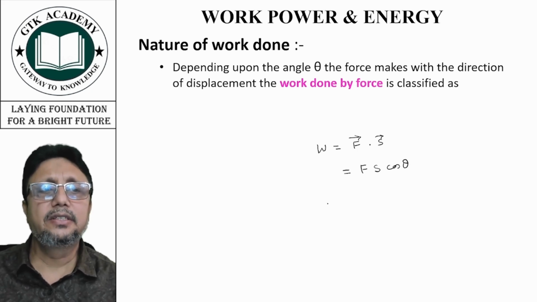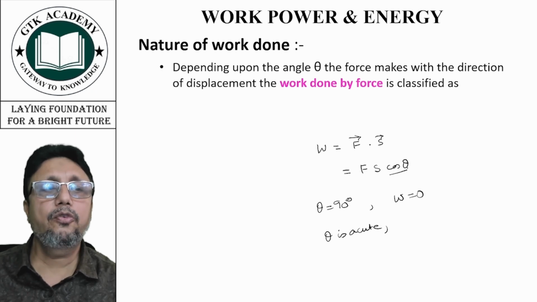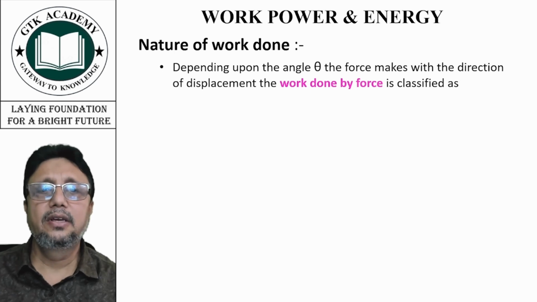Now we have three cases here. Theta is equal to 90 degree, then cos 90 is 0, so work is equal to 0. Theta is acute, so cos of acute angle is positive, then work will be positive. Theta is obtuse, cos of obtuse angle is negative, so work will be negative. So we have these three cases.